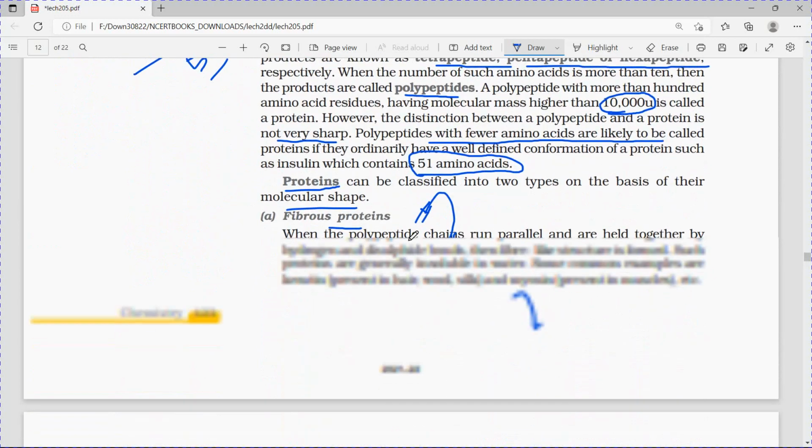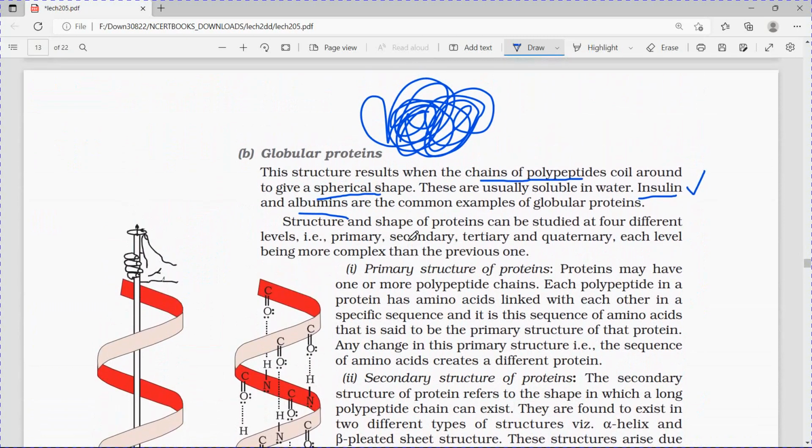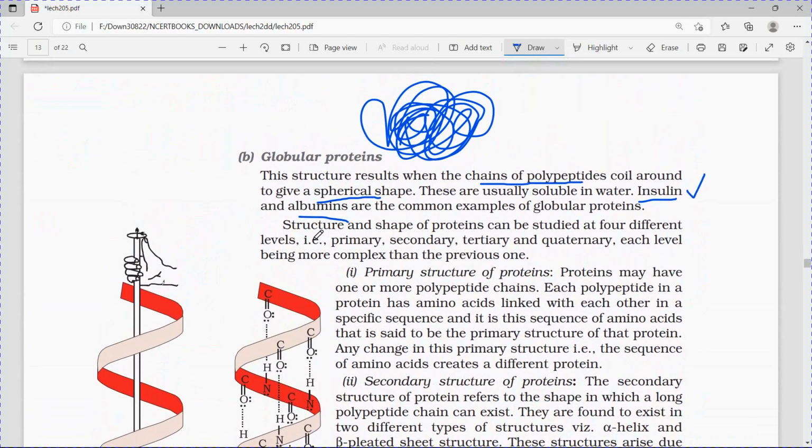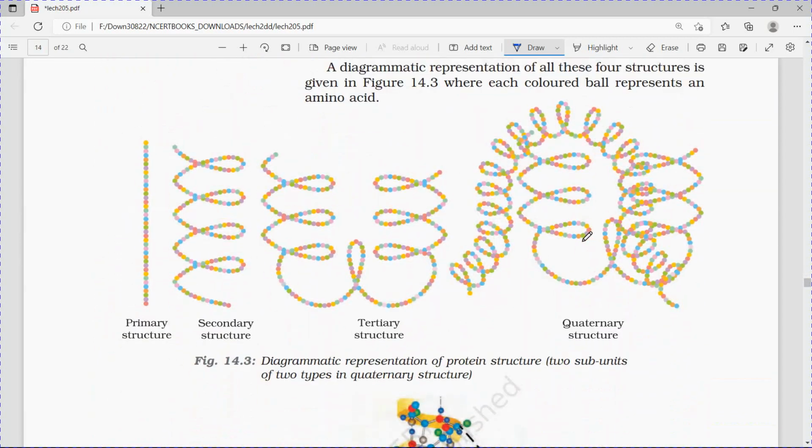Is it clear? Right. Then we can go for the structure of proteins. There may be 3 or 4 structures of protein: primary, secondary, tertiary, and quaternary. Before understanding that, we can have a look at the picture of these proteins, a symbolical representation, which will give you an idea about how it is.